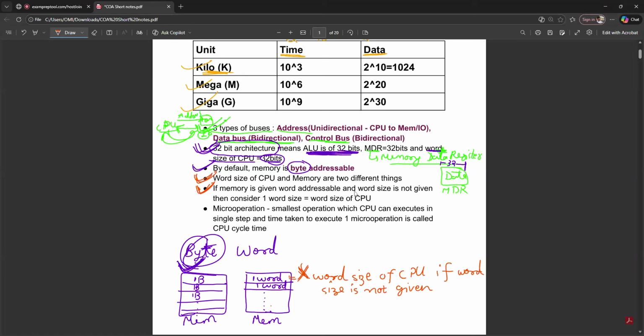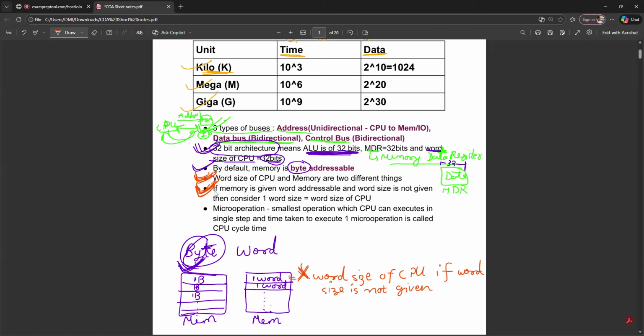So if the word size is not given, then the memory word is equal to the word size of the CPU. And from the above point, you know the word size of the CPU, if it is a 32-bit architecture or some information, it will be given, 100% given. Keep remember this point as well: if the memory is given word addressable but size is not given, then consider one word size equal to word size of the CPU.